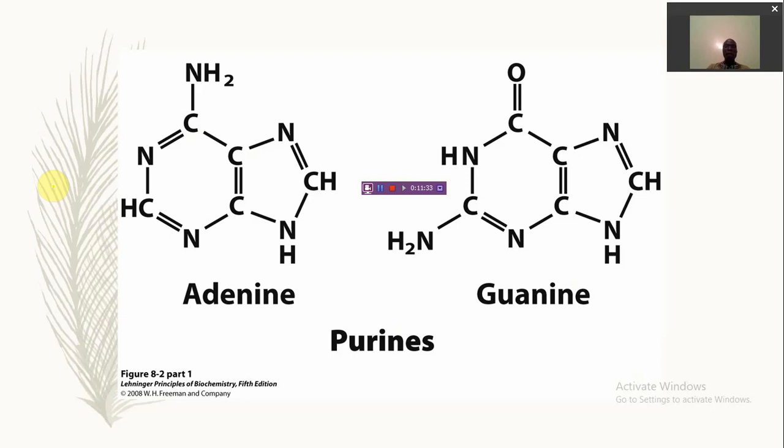So if you look at specific purines, the 2 purines are adenine and guanine. You can see each one of them has 2 rings. The first ring with 6 atoms in the main ring structure, the other one with 5 atoms in the main structure. So this one here is adenine, and then this one here is guanine. So adenine and guanine are both purines.